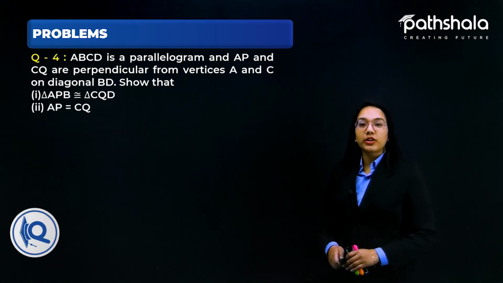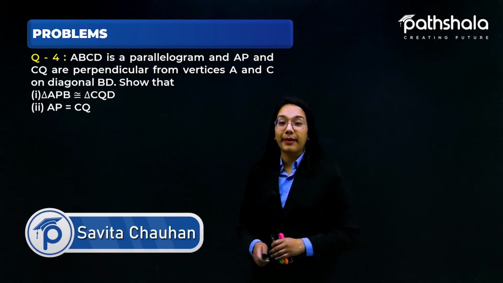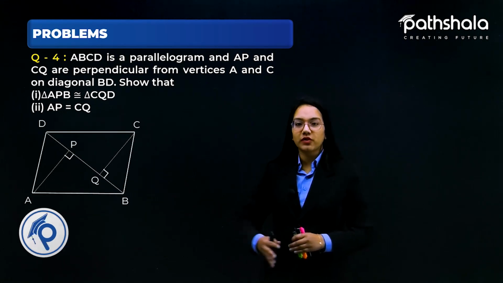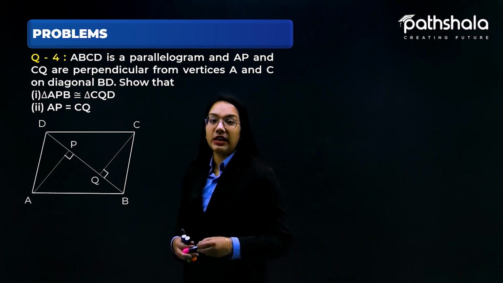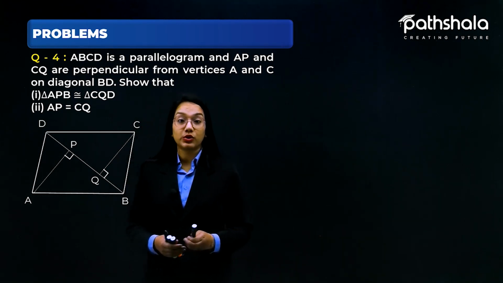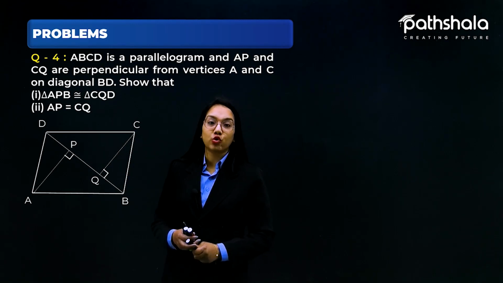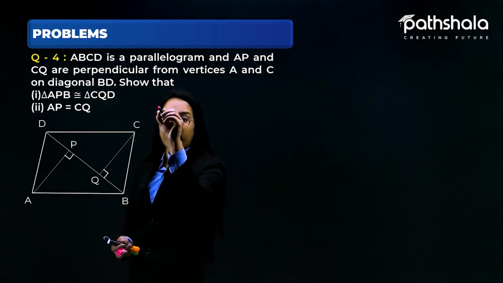Now let's talk about the next question, question number 4, which says that ABCD is a parallelogram and AP and CQ are perpendiculars from the vertices A and C on the diagonal BD. This is the actual figure. We have to show that triangle APB is congruent to triangle CQD, and furthermore that AP is equal to CQ. So let's start the proof of the very first part.